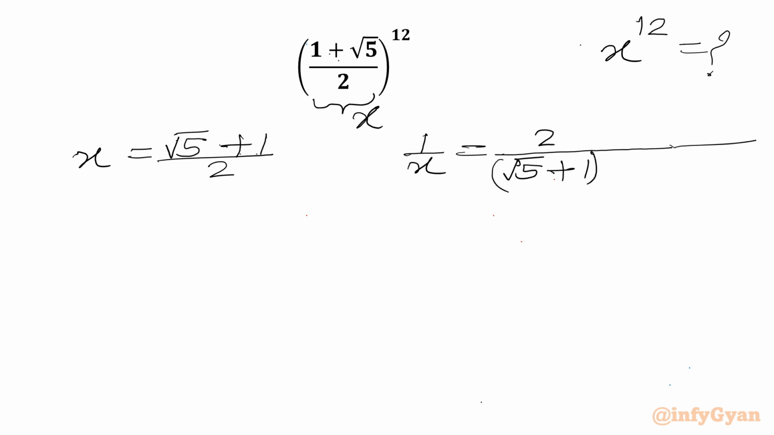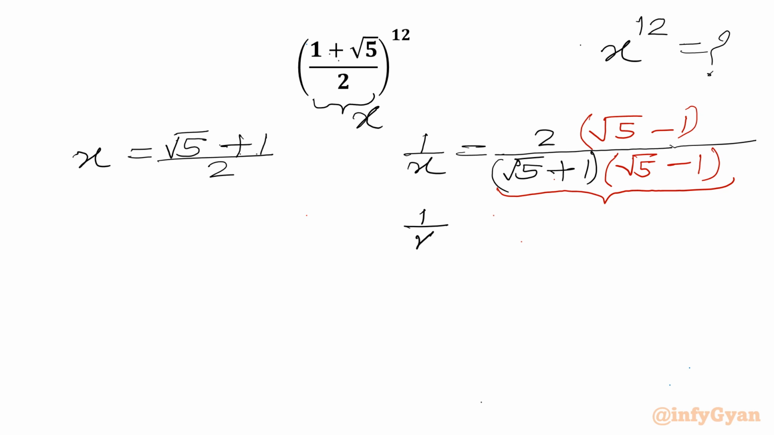Now I will rationalize our denominator. So I need to multiply in the numerator and denominator with square root 5 minus 1. Now we have a plus b times a minus b form in the denominator. So we can apply difference of two squares formula. So I can write 1 over x will be equal to 2 (square root 5 minus 1) over (square root 5) whole square minus (1) whole square.